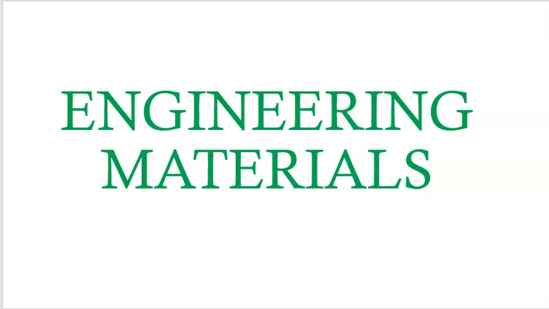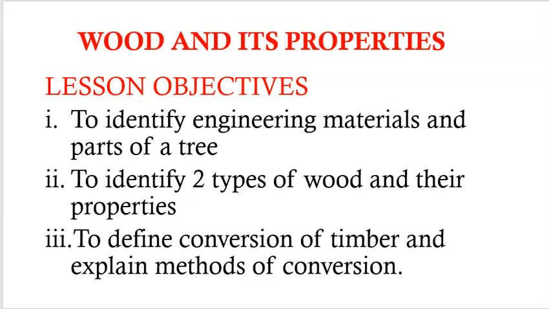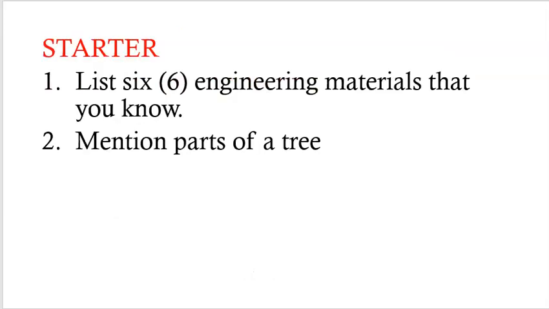And to know which one to use, you need to know about their properties. But before we go to properties of wood, we have to know the lesson objectives for the topic wood and its properties. So the lesson objectives: to identify engineering materials and parts of a tree. To identify two types of wood and their properties. To define conversion of timber and explain methods of conversion.